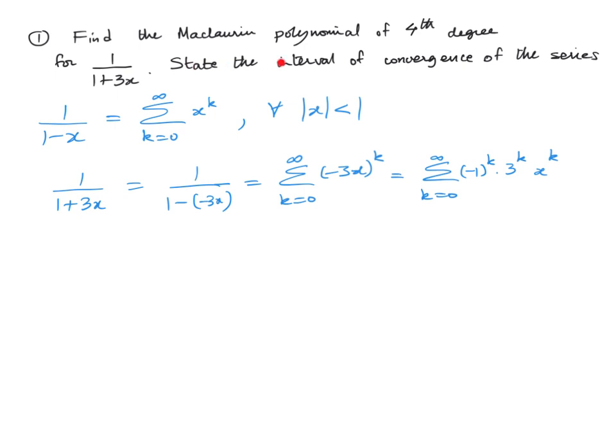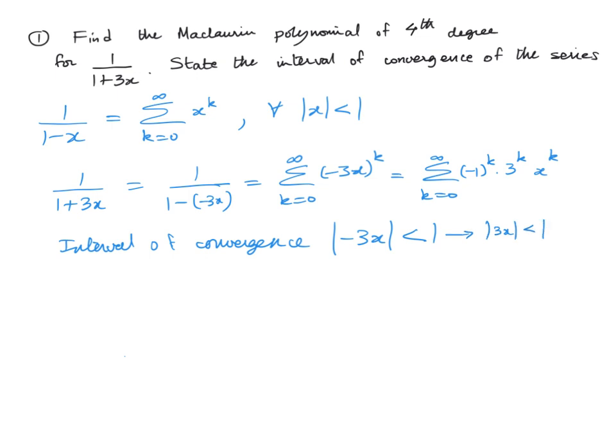So let's go ahead and talk about the interval of convergence of the series before we do the Maclaurin polynomial of 4th degree. Now, the interval of convergence of the original series, the Maclaurin series that I worked with, is absolute value of x is less than 1. I substituted negative 3x in for x. So I'm going to substitute negative 3x into the interval of convergence statement. So the interval of convergence here will be absolute value of negative 3x less than 1. Well, this negative part doesn't really matter because I'm doing an absolute value, so I might as well call it absolute value of 3x less than 1.